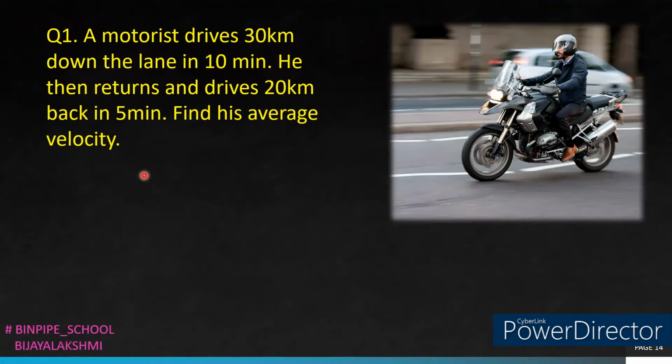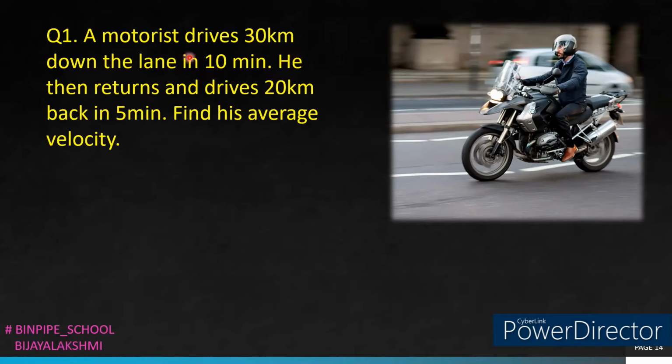Now here is a question. A motorist drives 30 km down the lane in 10 minutes. He then returns and drives 20 km back in 5 minutes. Find his average velocity. Now, as per the definition, we know that it is the ratio between the total displacement and time. So here we have to first calculate the displacement.